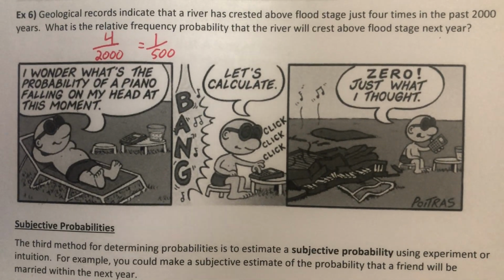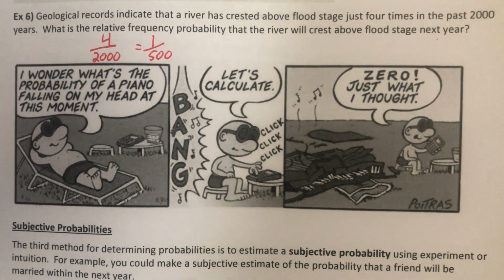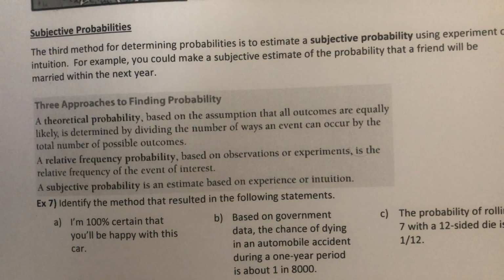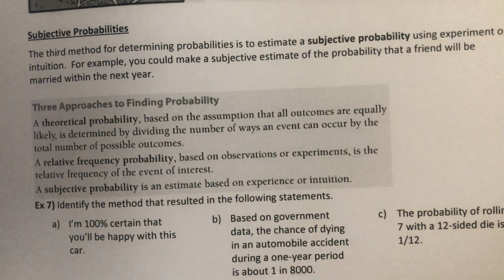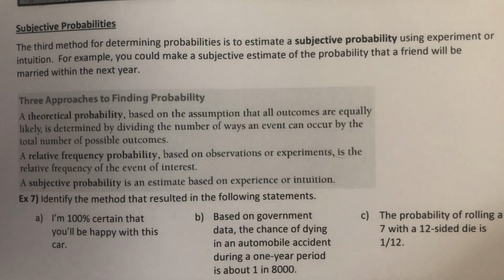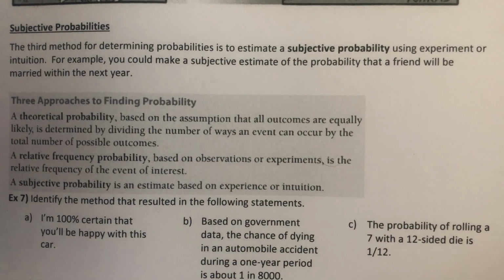Probability of a piano falling on the head? 0 at this moment. All right, the last one is subjective. Okay, and this is kind of the stuff you make off the top of your head. So you could estimate the probability the friend will be married within the next year. Okay, it probably depends on whether they're dating someone, if they're living together, if they've got a ring on their finger, or if they're not even dating someone at all. Those are all just kind of probabilities.